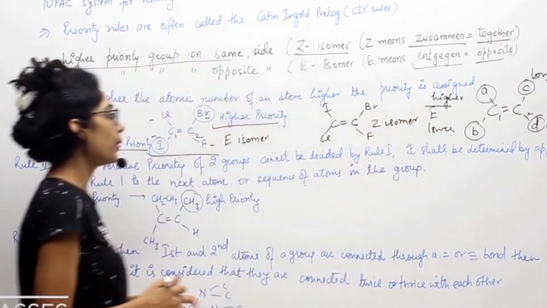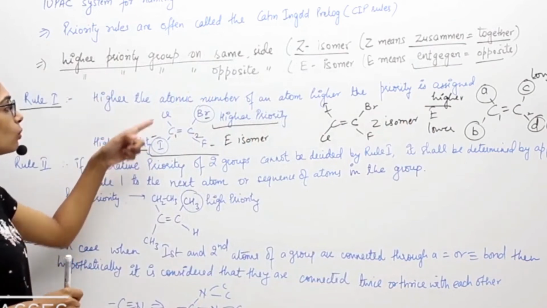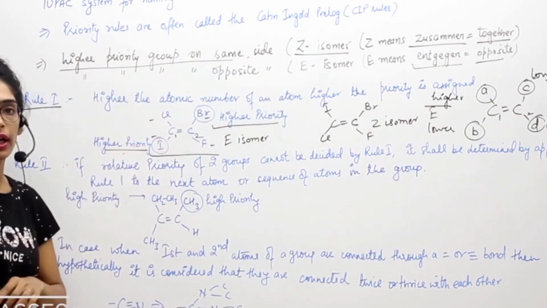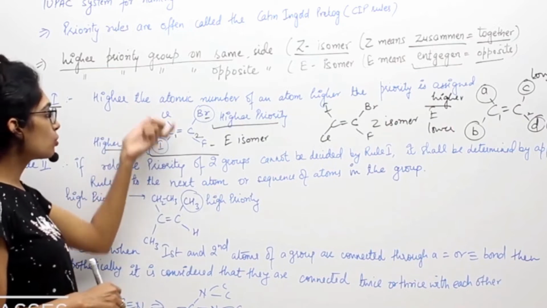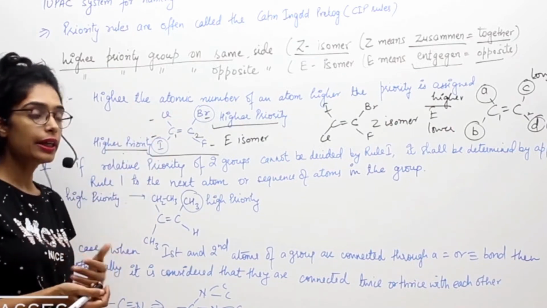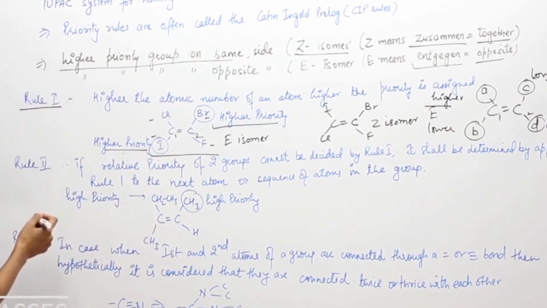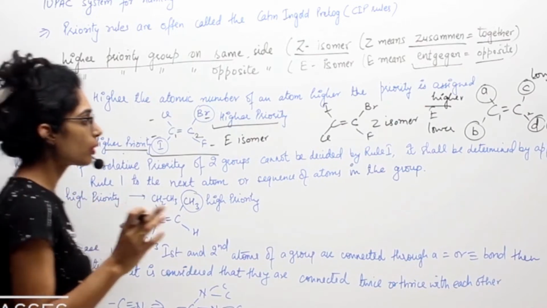Okay. Now the question here is, it's not necessary that we would have only atoms attached to the carbons. It can be groups also over here. In that case, how would we decide? Let's figure out. So in case of groups also, we look at the direct attachment.